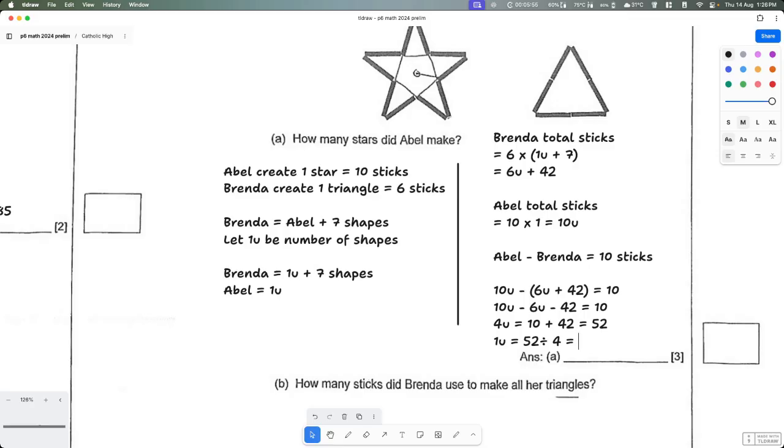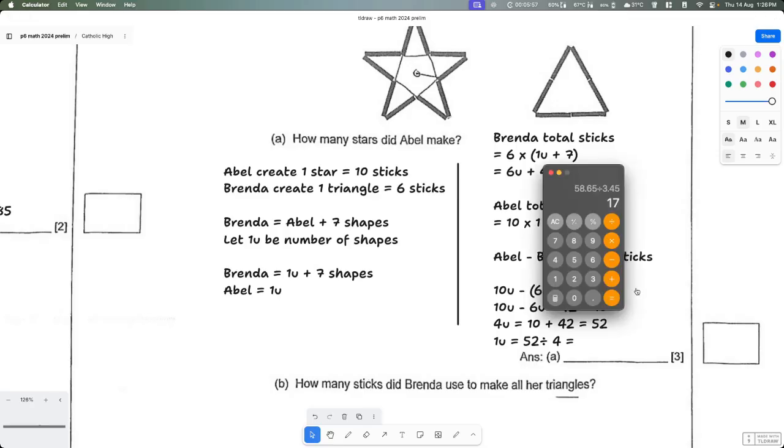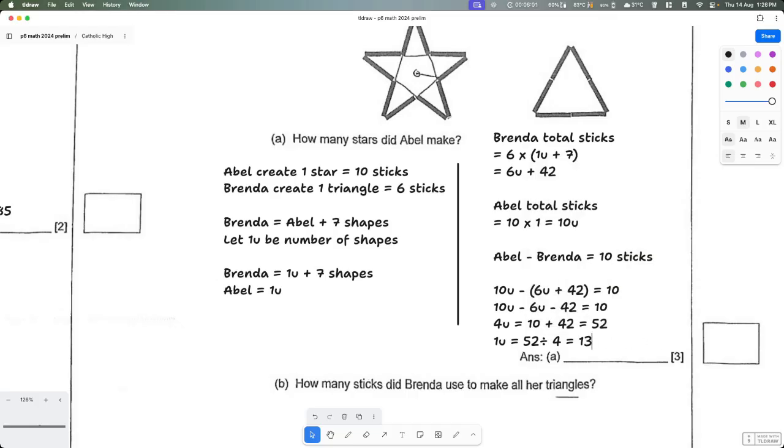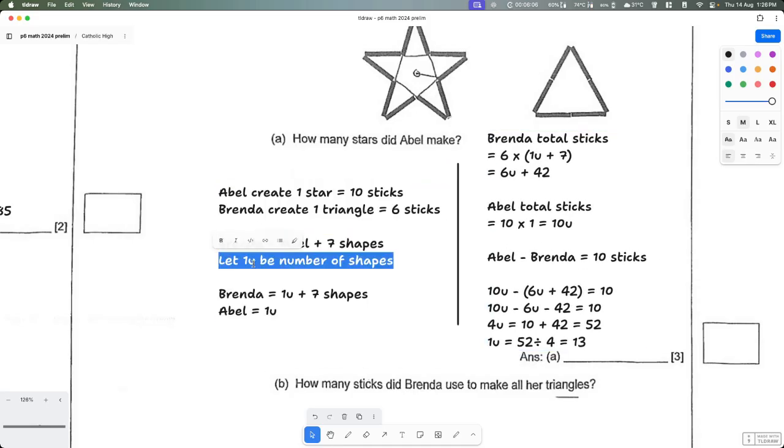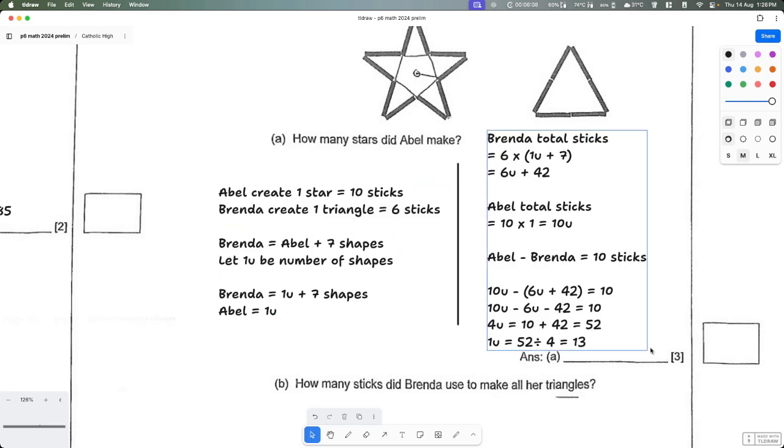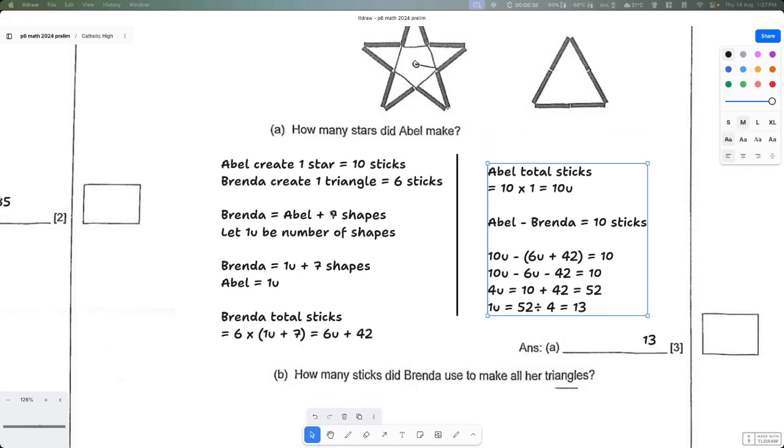Let's use our calculator. 52 divided by 4 gives us 13. So how many stars? Since 1 unit is the number of shapes, the answer is 13. There you go. All right, let's move on to the next one.